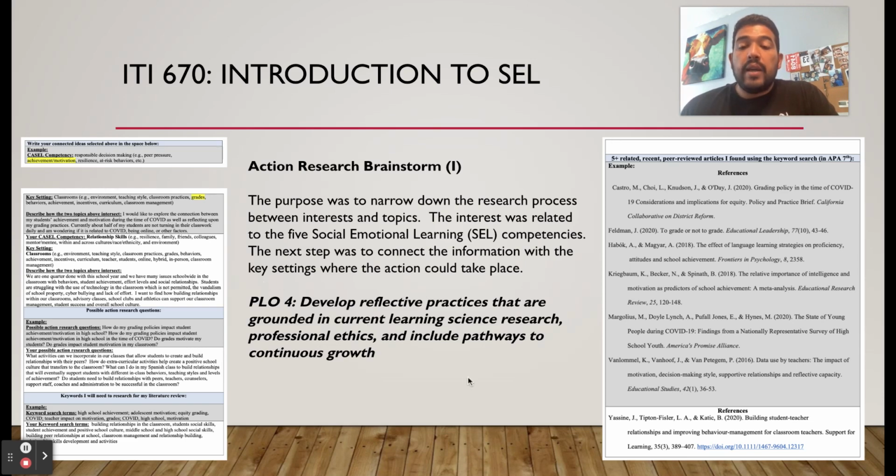We were to find different articles that could match keywords that could be somewhere around the research that I wanted to do. So I chose like middle school social emotional skills, relationship building, and then I was able to go find these different articles to read based on that.